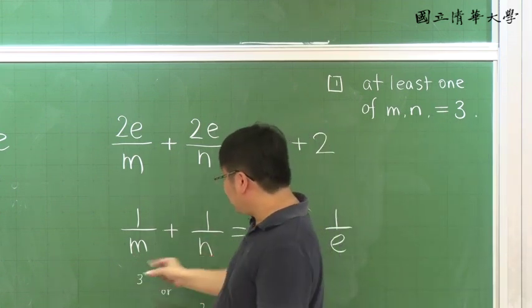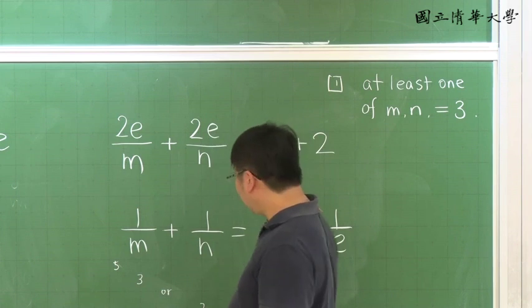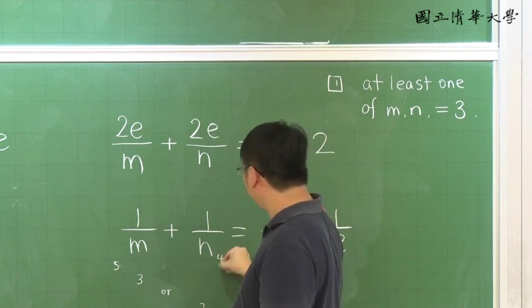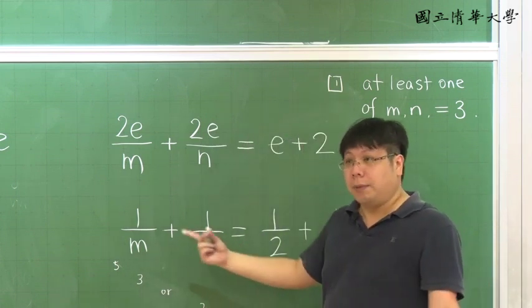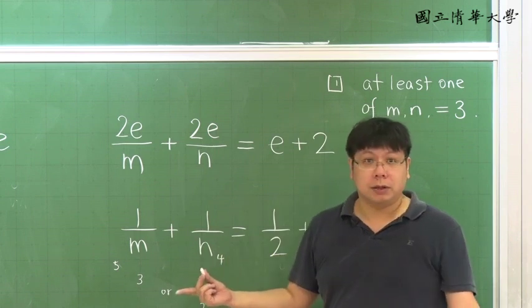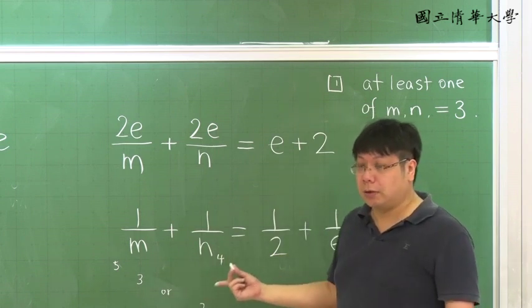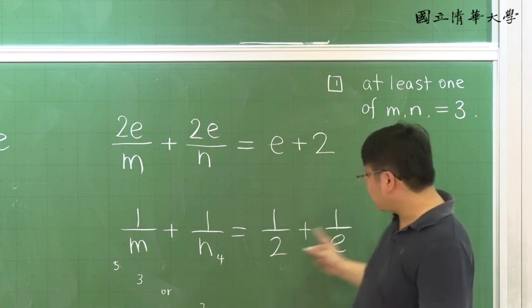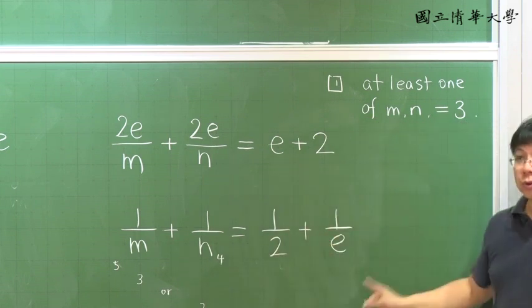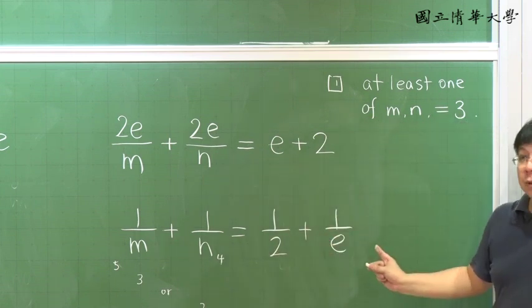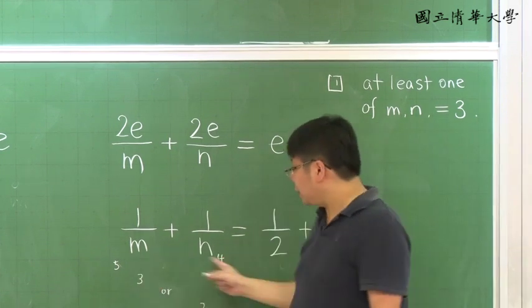If m is not equal to 3, maybe it is equal to 5, and n is not equal to 3, maybe it is equal to 4. But 1 over 5 plus 1 over 4 is very, very small. It is not even close to 1 over 2, but the right-hand side is already 1 over 2. So it can't be true. If it is 5 and 4, it is not okay.